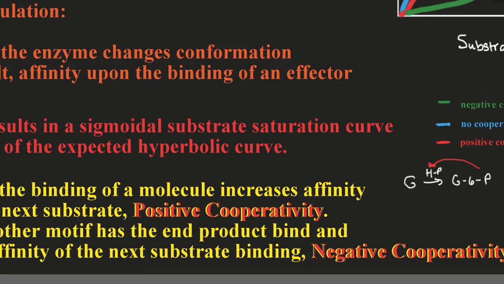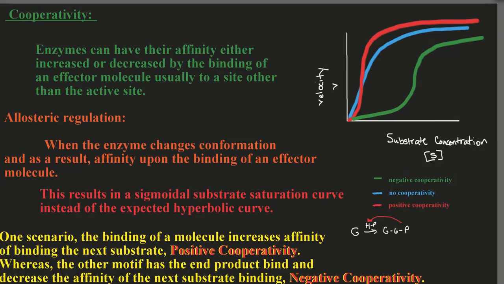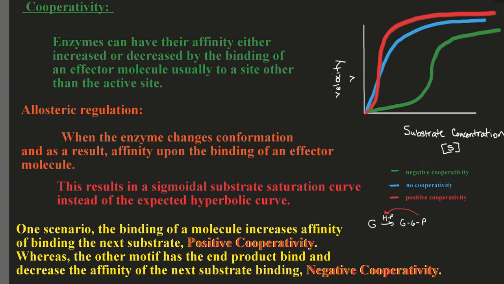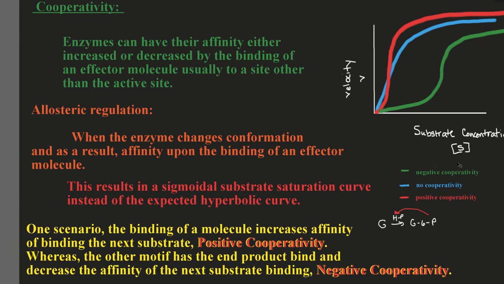So I hope I've clarified the concept of cooperativity. I will be going over specific examples in detail with the positive and the negative cooperativity. Make sure you understand these concepts well and be able to recognize them from a graph of a substrate saturation curve. Okay?